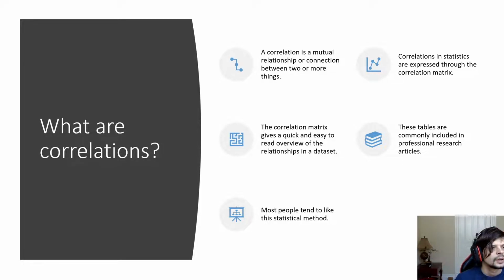So these correlations are expressed in correlation matrices, and I will show an example of the correlation process, including making a correlation matrix. The correlation matrix gives a quick and easy read about the correlations in the data set. Again, I'll show you an example of those tables. These tables are often in professional research articles, and most people tend to like the correlation method. As a matter of fact, correlations are probably the most common bivariate statistical presentation, and generally they're always used if the data is interval ratio.